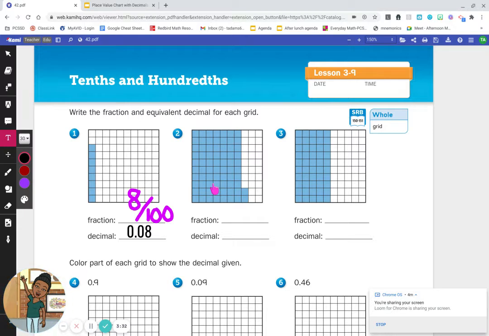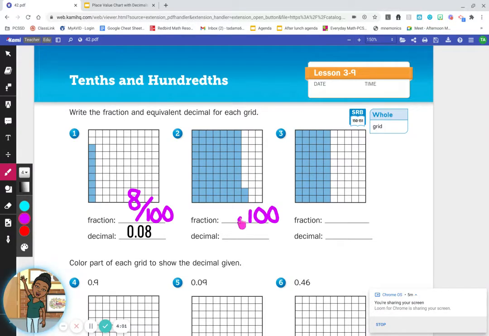For number 2, my denominator, of course, will be the total number of squares that I have. We know this is a 100 block. What is my denominator? How many pieces of this puzzle do I have? Yes, 100. So my denominator is 100.